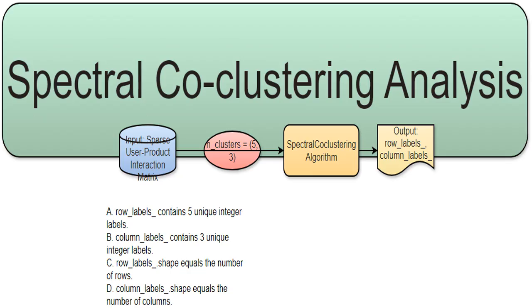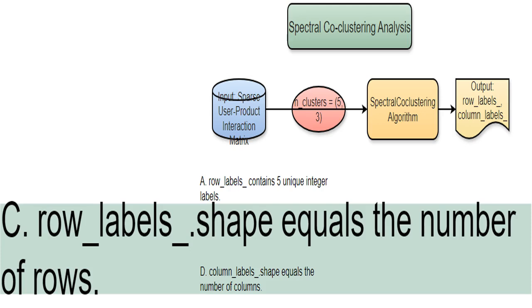This is the overall technique we are using. We're analyzing data to find groups of users and products that behave similarly. It's like sorting a giant box of toys into smaller, themed boxes. I'm checking if the length of the row_labels_ list matches the number of users in my data. Think of it this way: every user gets assigned to one group, so the number of group assignments equals the number of users.